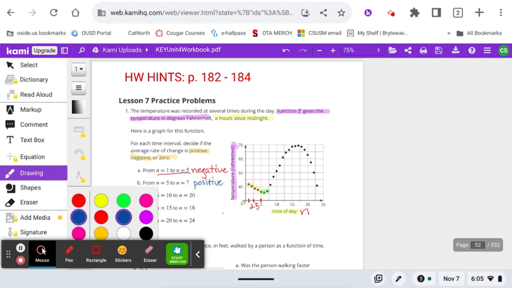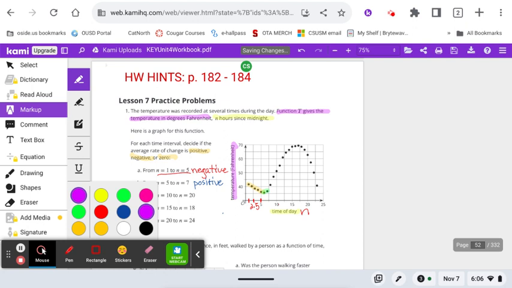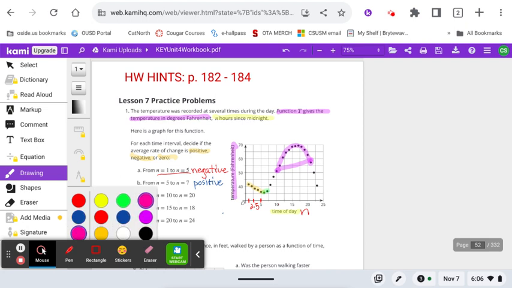How about from 10 to 20? Now we're starting here at 10 and we're ending here at 20. Now, even though in between it goes up and then down, from the first point to the second point, our average rate of change is still going up. So again, this one would be a positive. Even though it went up and down, its overall change is up.